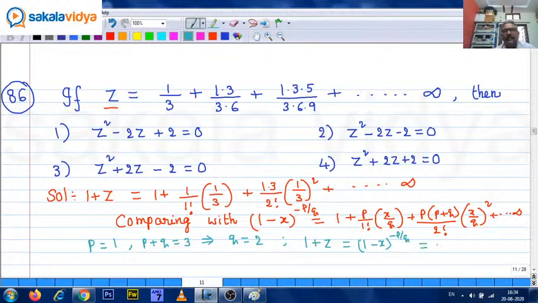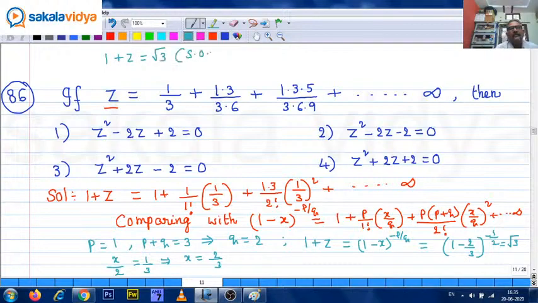So 1 minus x, here we need to find out x by q is equal to how much? X by 2 equals 1 by 3, x equals 2 by 3. This is 1 minus 2 by 3 whole to the power of minus 1 by 2. This will be 1 by 3 whole to the power of minus 1 by 2, that will be root 3. So that means now 1 plus z is equal to root 3.